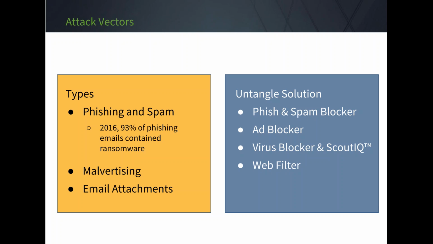Virus Blocker protects against all internet traffic, including HTTP, FTP, and SMTP, and has a 99.8% detection rate. Together with Scout IQ, which is Untangle's threat intelligence platform, Virus Blocker also does a cloud scan in addition to a local scan. And our Web Filter application provides content filtering for over 500 million sites in over 140 categories in 200 languages.